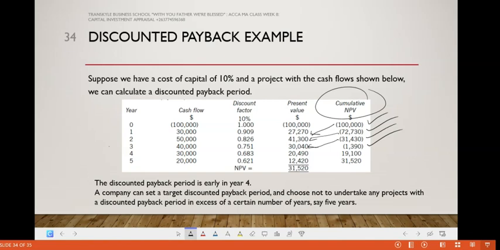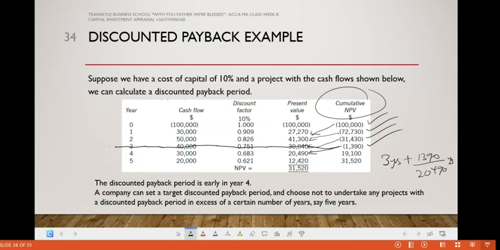This is the year when we last saw a negative figure. That's the year we pick. So the payback period should be 3 years plus 1390 over 20490. That's 0.067.